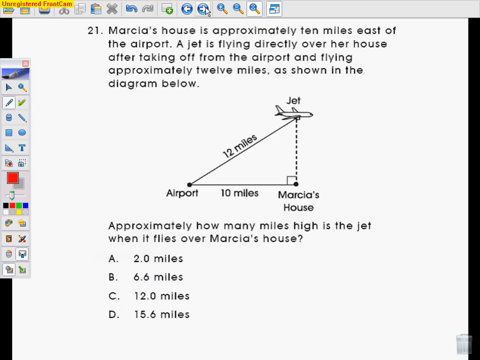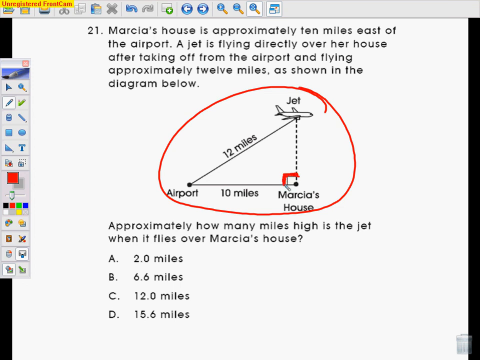All right, let's look at an actual problem. Marcia's house is approximately 10 miles east of the airport. A jet is flying directly over her house after taking off from the airport and flying approximately 12 miles as shown in the diagram below. So they give us this figure here, and we see that this is a right triangle. So that should be a hint. You can only use the Pythagorean theorem when it is a right triangle.